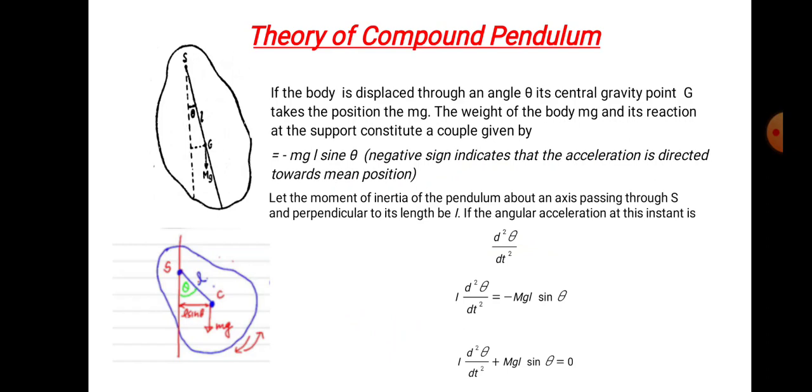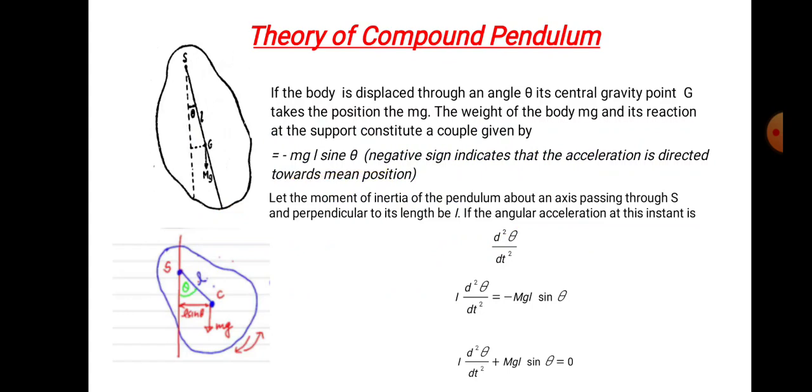Suppose the weight of the body, mg, and its reaction at the support constitute a couple given by minus mgL sin theta. Here mg is the weight acting at the center of gravity, and L sin theta comes from a triangle. We know that sine is the opposite side divided by the hypotenuse. The opposite side value is L sin theta, so the moment arm is L into sin theta. I am writing it as it is here.